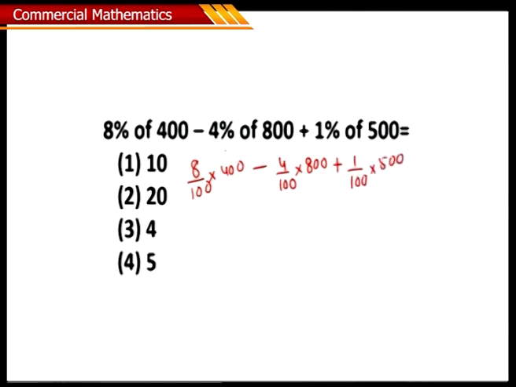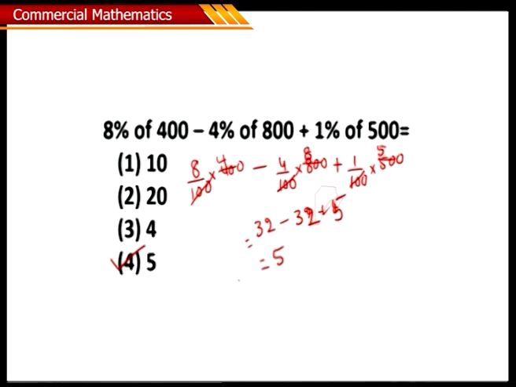Once you know the notations, it is a very easy problem. 100 divides 400 4 times, 100 divides 800 8 times, and 100 divides 500 5 times. So 8 4s are 32, minus 4 8s are 32, plus 5 1s are 5. 32 minus 32 is 0, 0 plus 5 is 5. So we can see that this is the required solution. It is based on a simple idea, the concept of percentage.